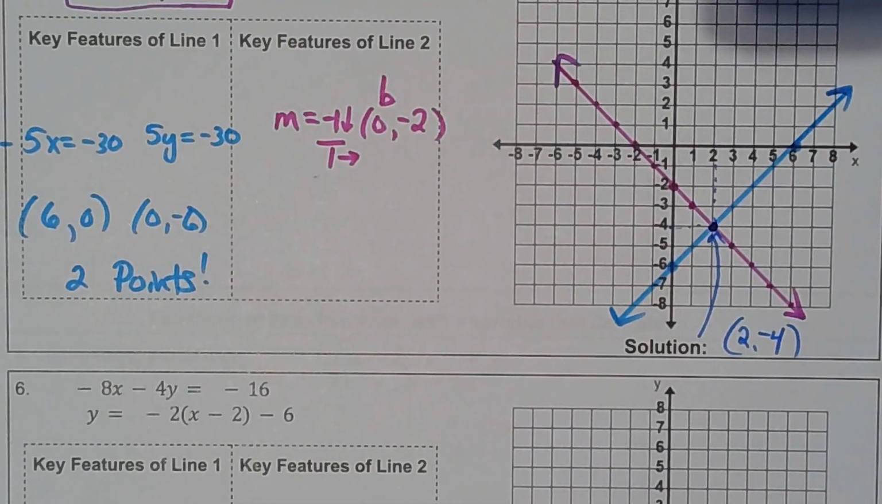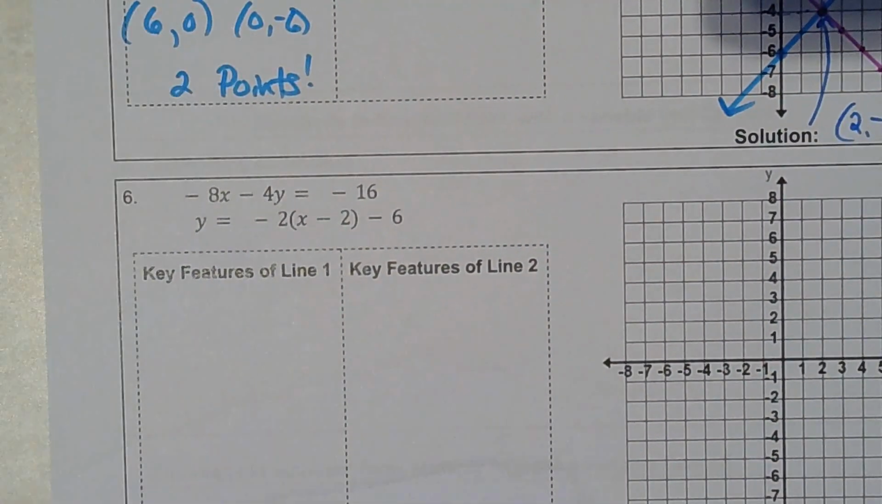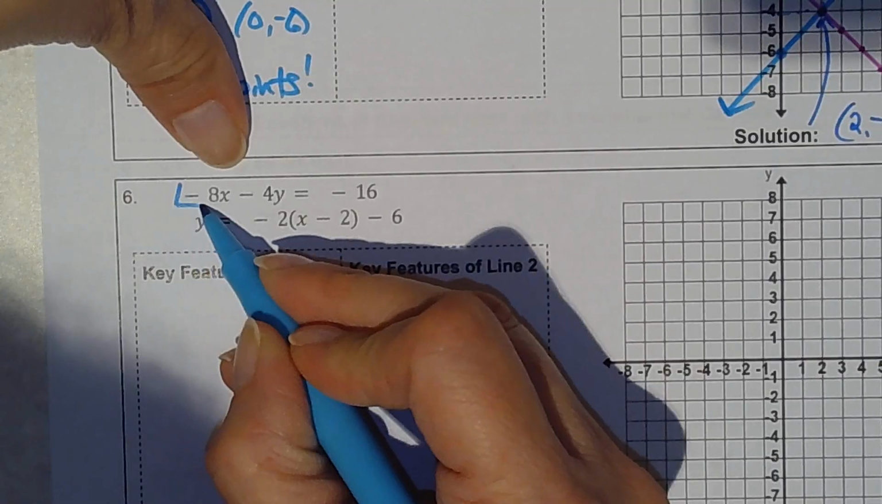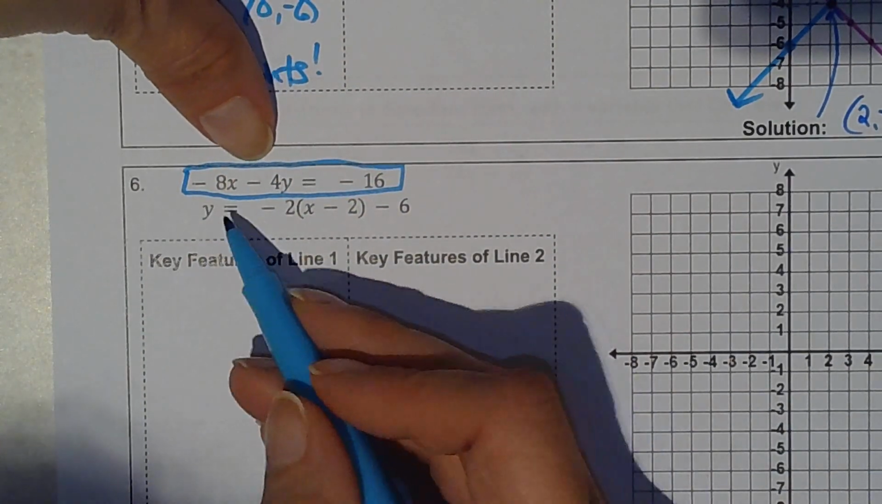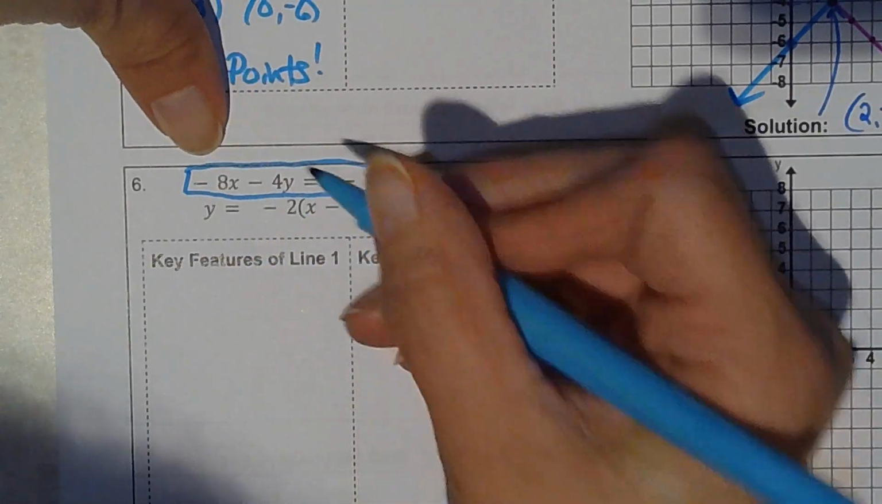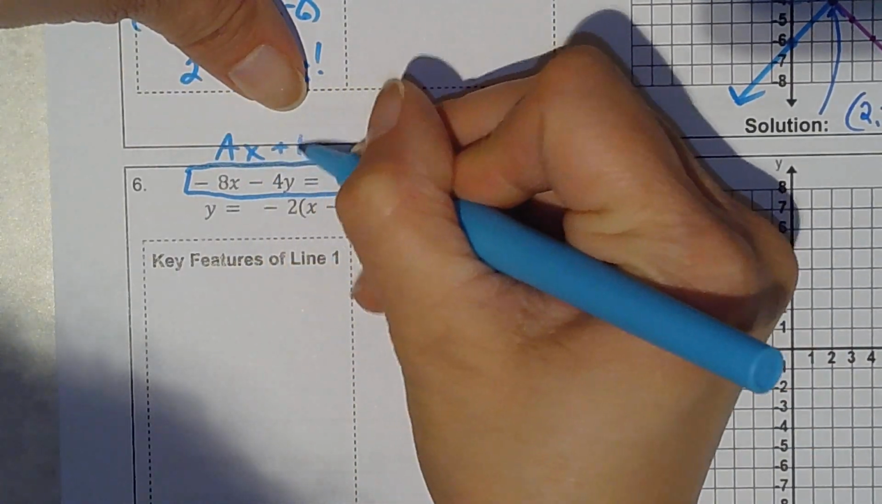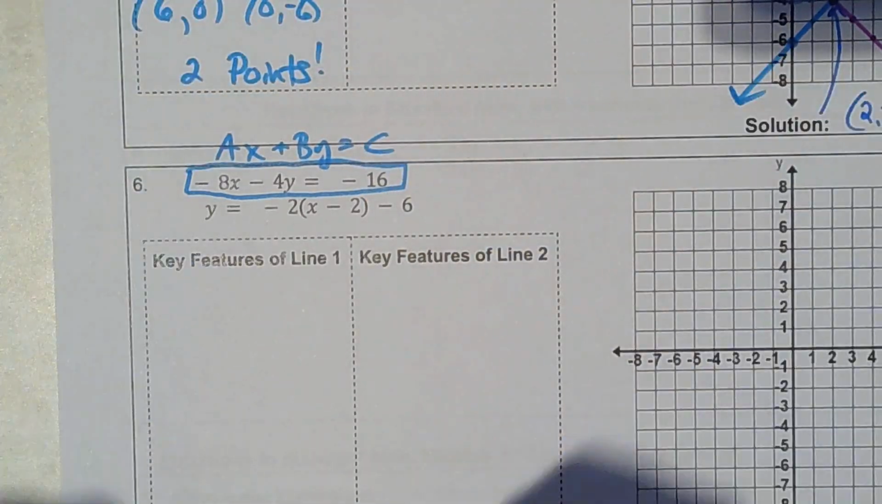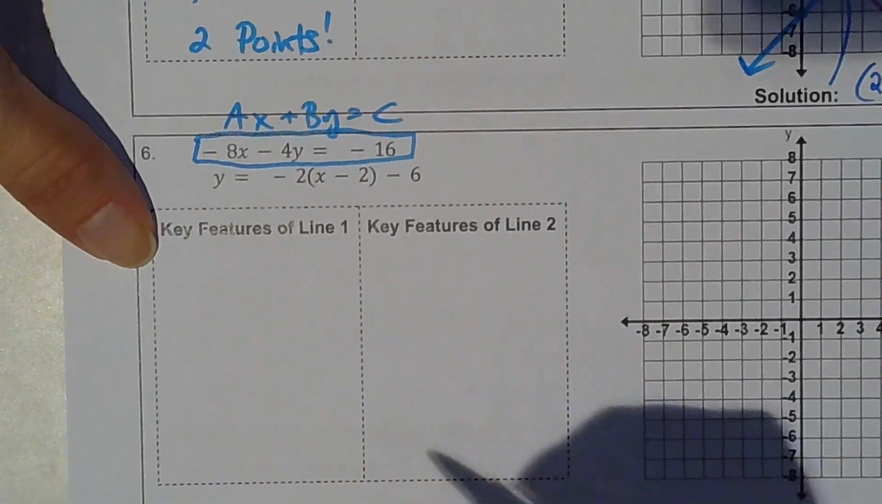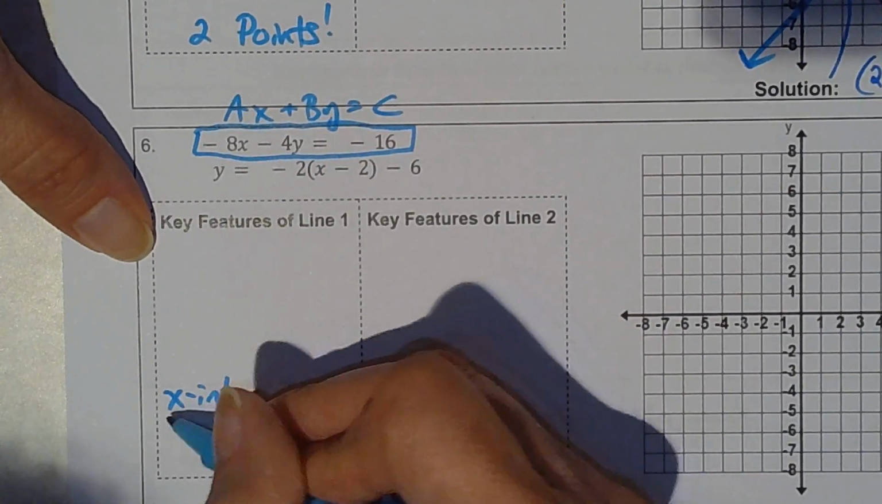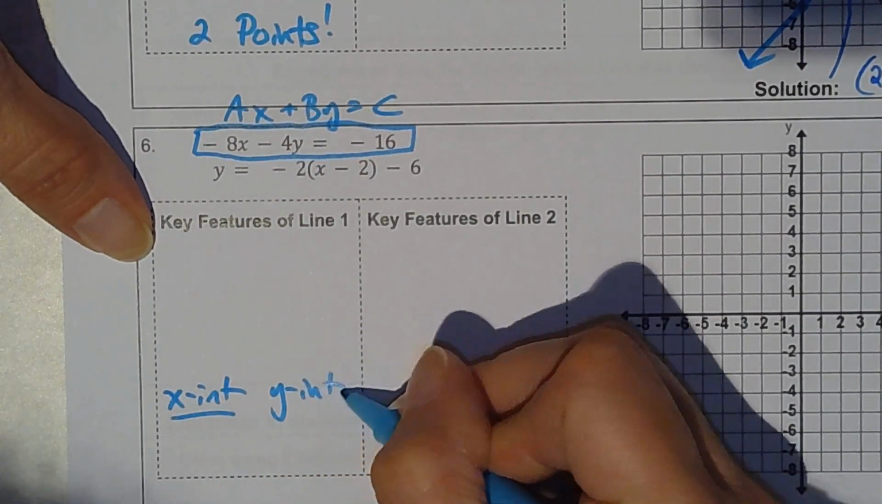Let's graph a system again. I'm going to color code the first equation right here. What form is this one in? This is standard form, ax plus by equals c. When you are in standard form, what are the key features? We have x-intercept and y-intercept.